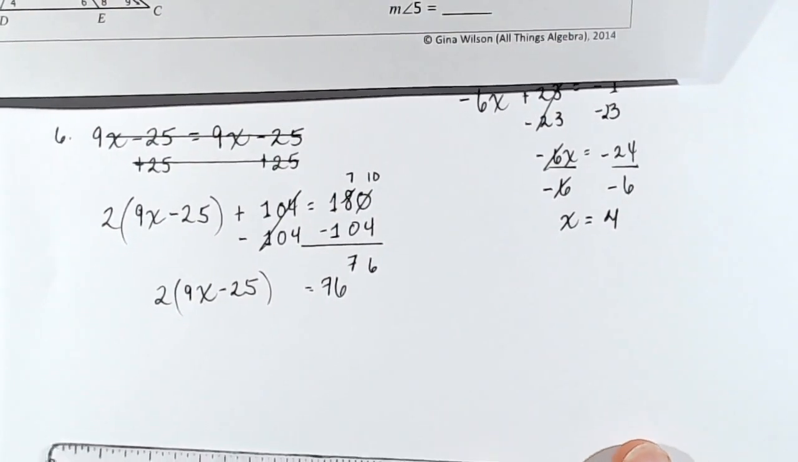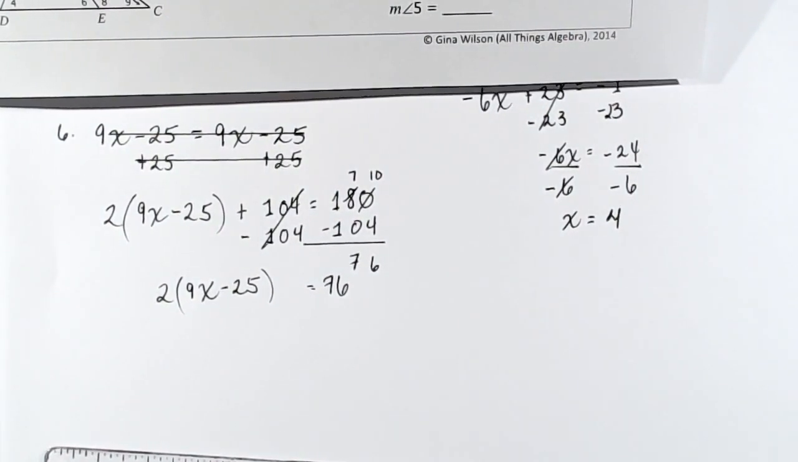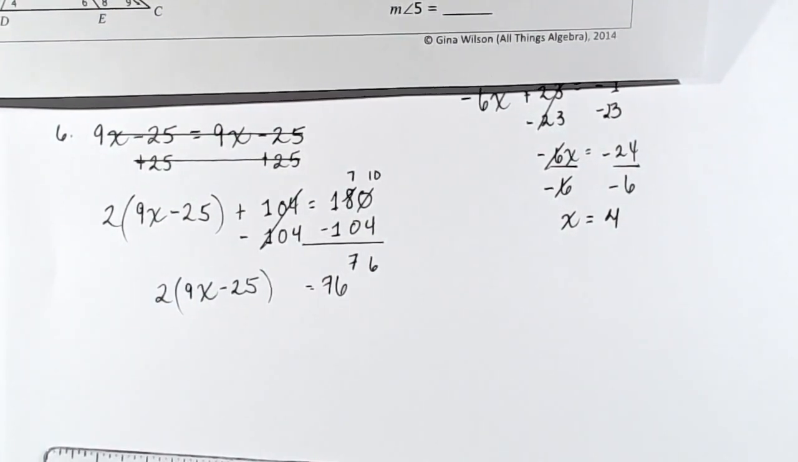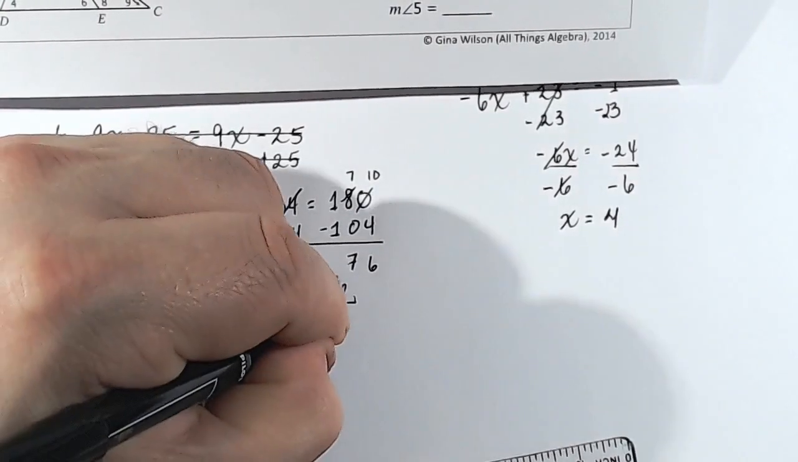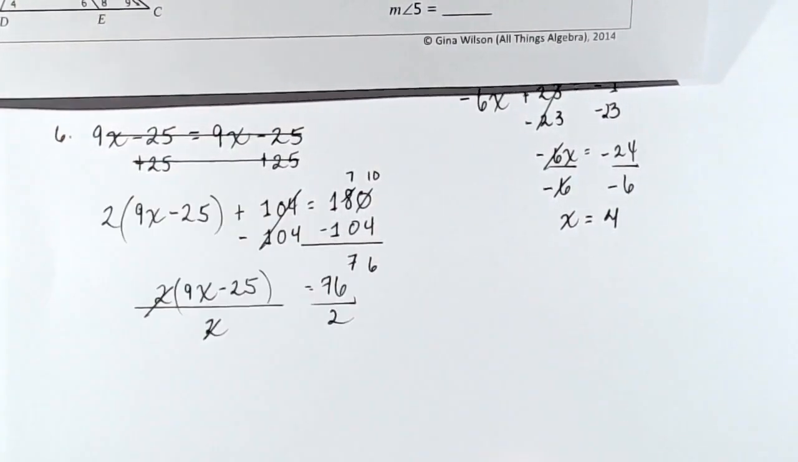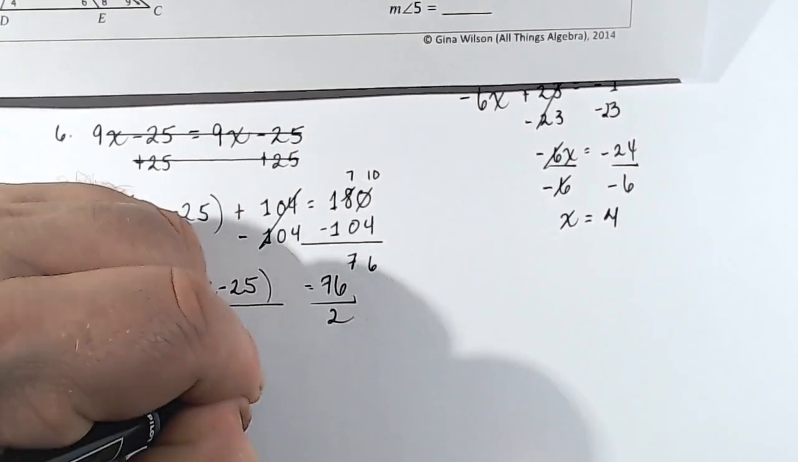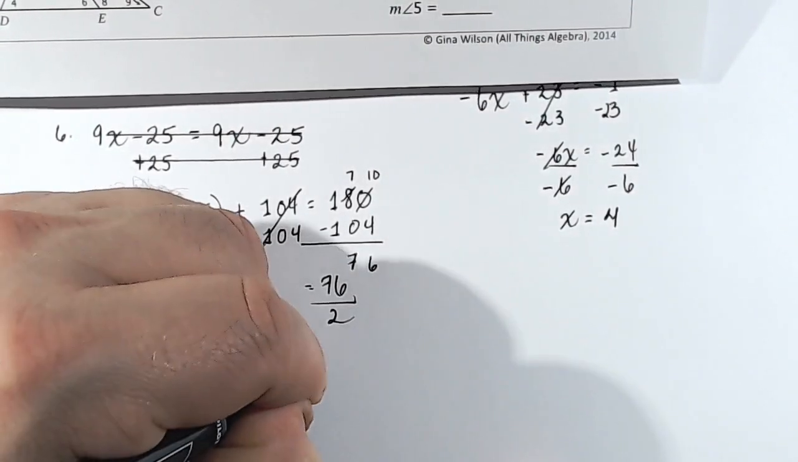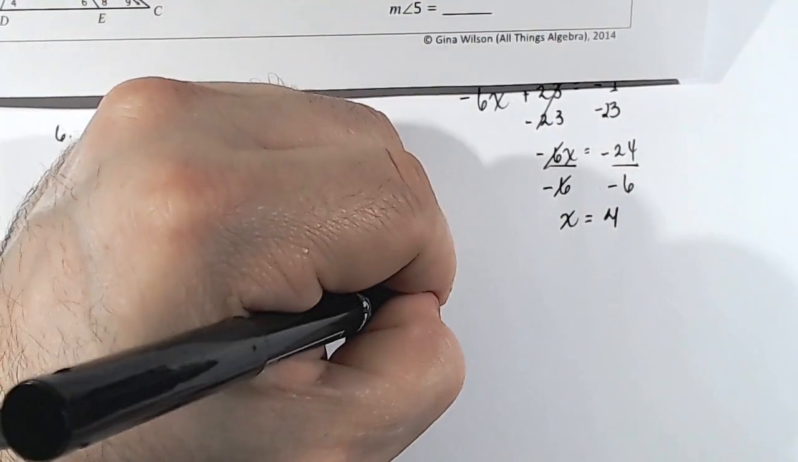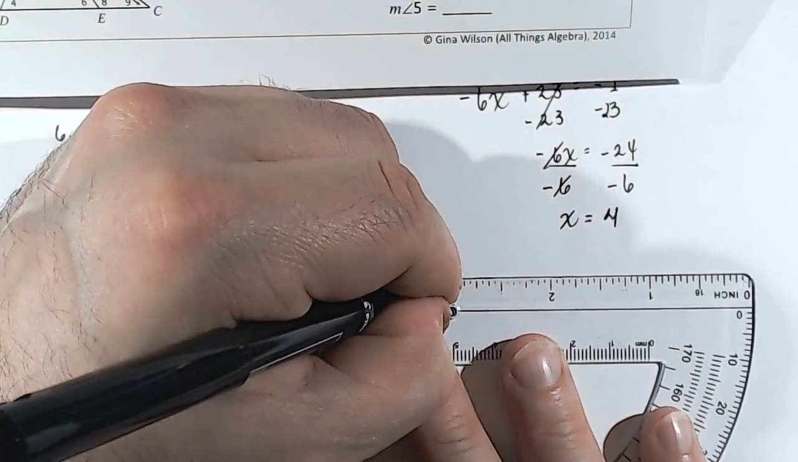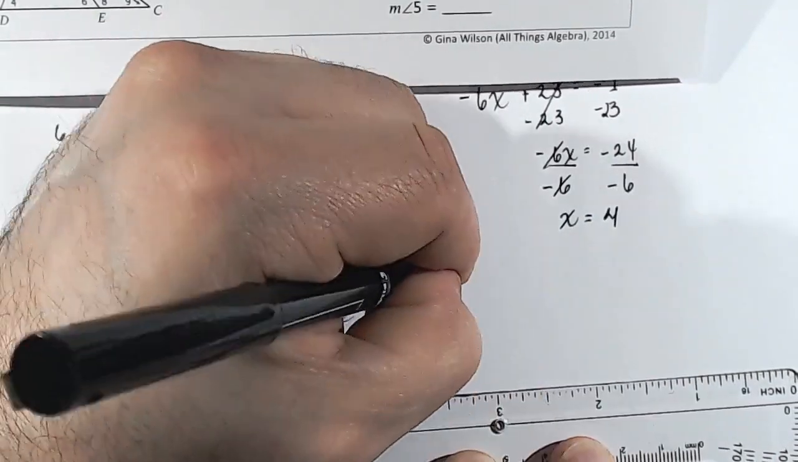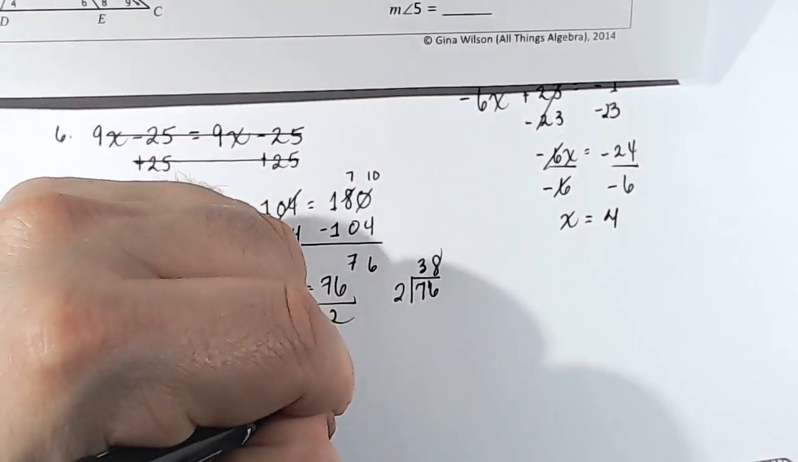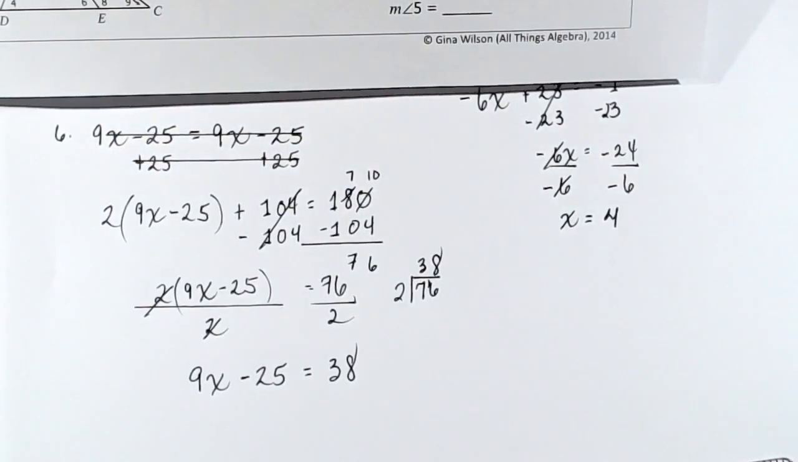So there's two things you could do. You could distribute and multiply that 2, or you could simply divide both sides of the equation by 2 and just get rid of it entirely. And that's what I'm going to do. Both ways are effectively the same thing, and you would get the same answer if you did it the other way. What's 76 divided by 2? Let's see, 2 goes into 7 3 times with 1 as a remainder, and 38. Okay. So now I have 9x minus 25 equals 38.